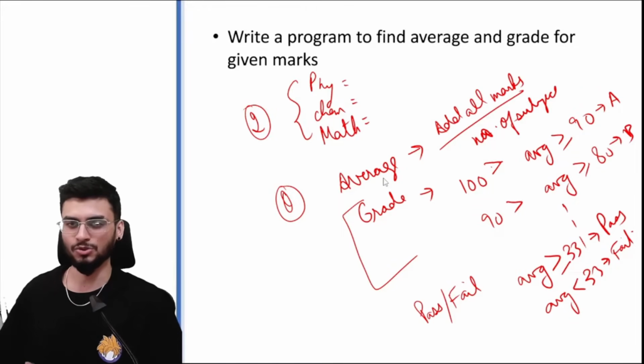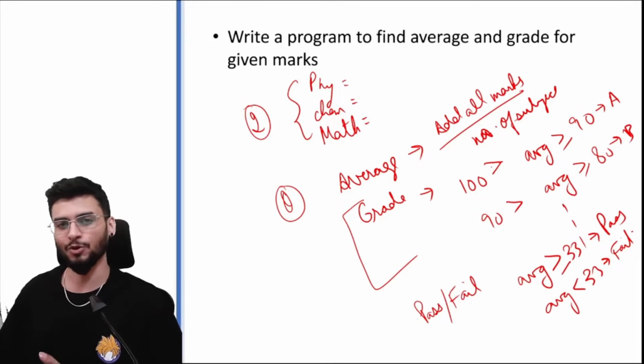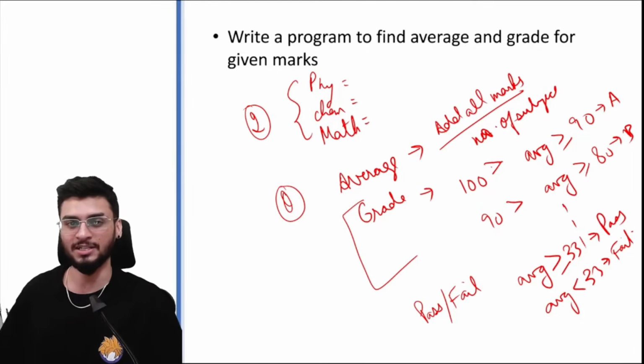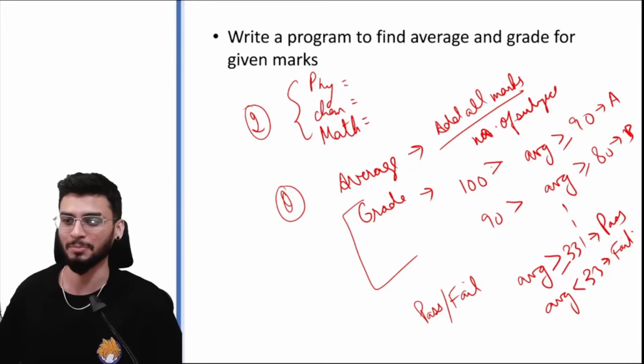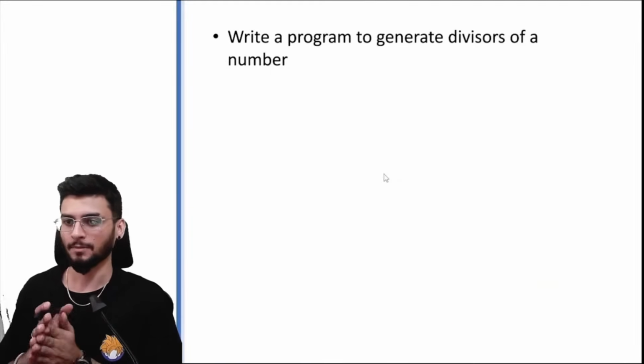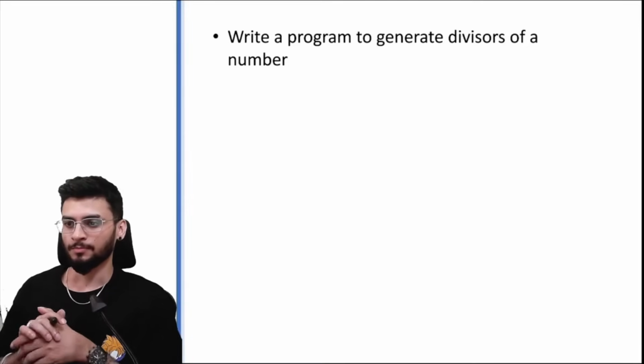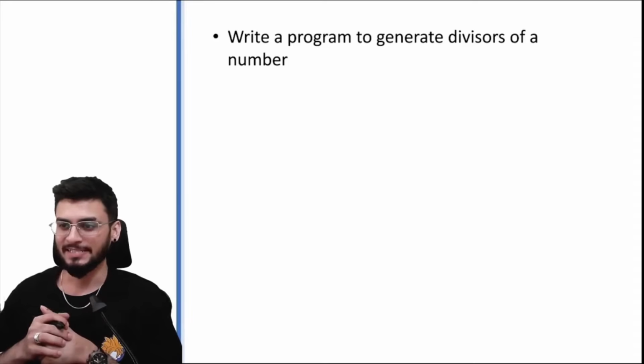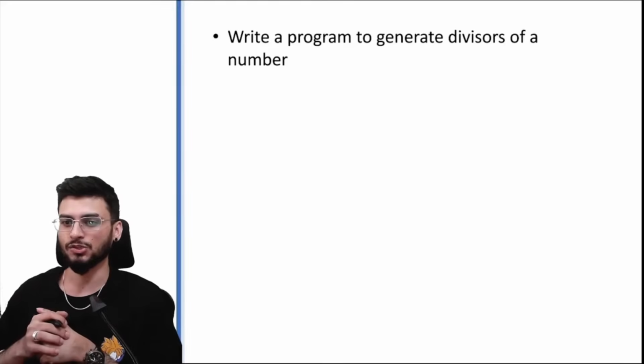Okay, so this was all calculation based. Let's move on to a bit more logical type of programs where we try to find out the factorials, or maybe what are the divisors, how you can find out the prime numbers. So the first program that we see here is to generate divisors of a number.